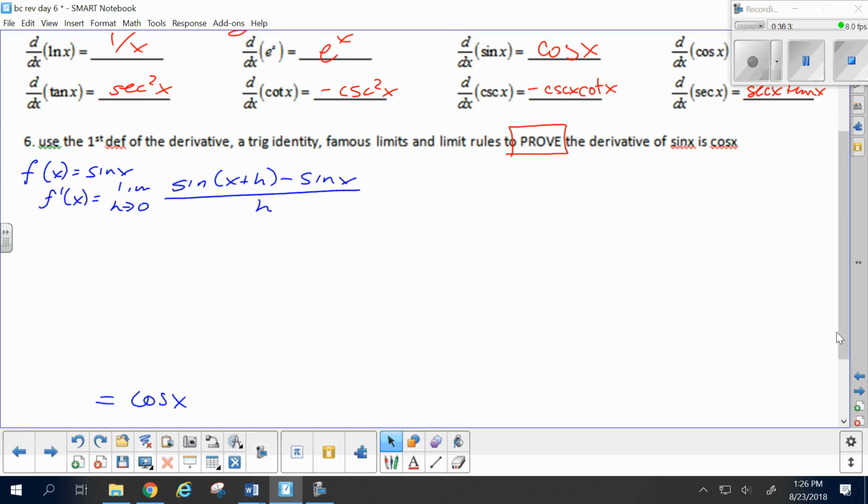Talk it up. What identity do you have? Come on, don't look down like you don't see me. I'm right here. What identities do you have? Double angle. Good idea. There's no double angle here, but you're on the right track. That's a sum, I think. Yeah? So do you remember sine of A plus B?